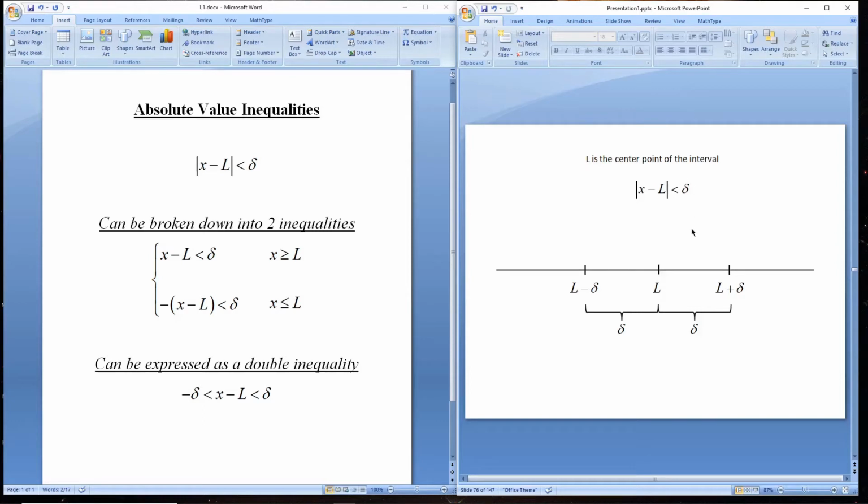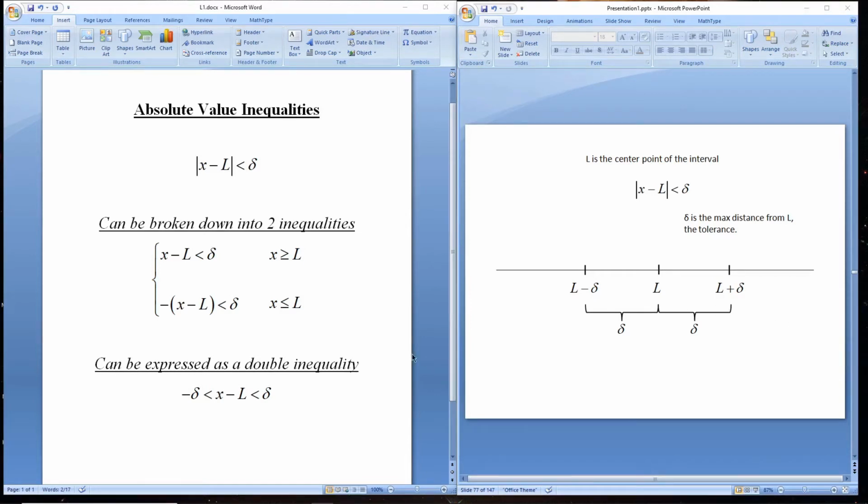And what about this delta? Now look, delta represents the maximum distance we can go from L. We can either go a distance delta to the right or a distance delta to the left. Delta represents the maximum distance from L. And sometimes this is called the tolerance. How much are you willing to tolerate your number being away from L? And this represents then this interval with L at the center and delta representing then how far we can go from L.